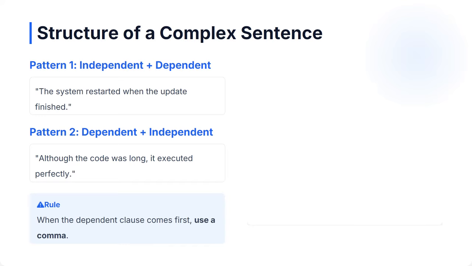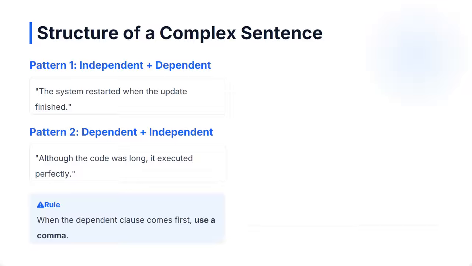We can start our complex sentence with the dependent clause, but the punctuation will be different. For example, although the code was long, this is a dependent clause. Here we need to put a comma, then add an independent clause. It executed perfectly. Although the code was long, comma, it executed perfectly. This is a complex sentence.